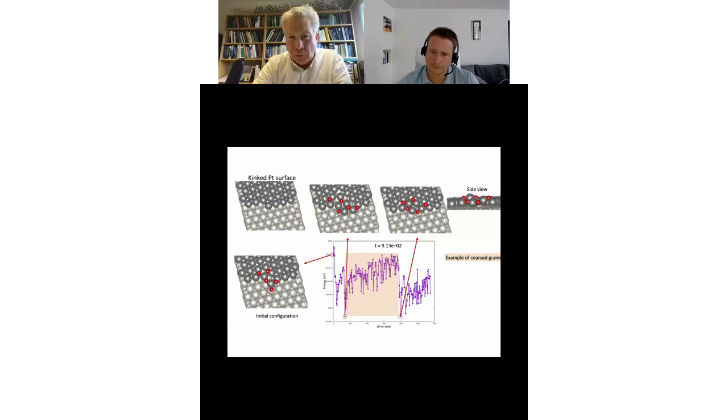And then there's this coarse graining involving, let's say, 160 states. And finally, the system is able to escape out of that. And you can see that the ordering of the platinum atoms at the kink is being roughened up. It's no longer fitting onto the lattice that you have for the pure platinum surface.